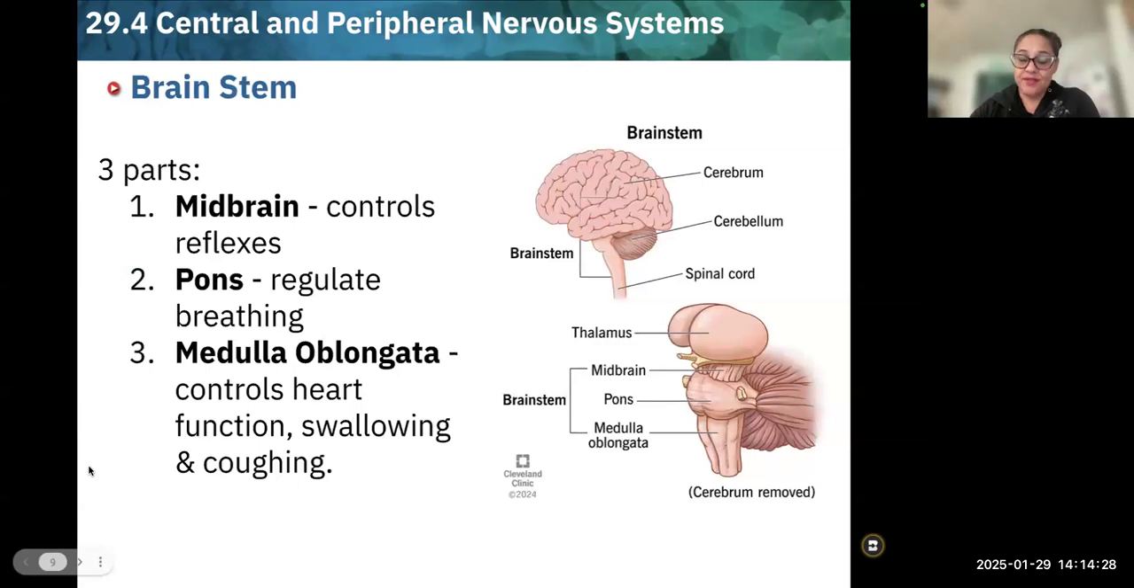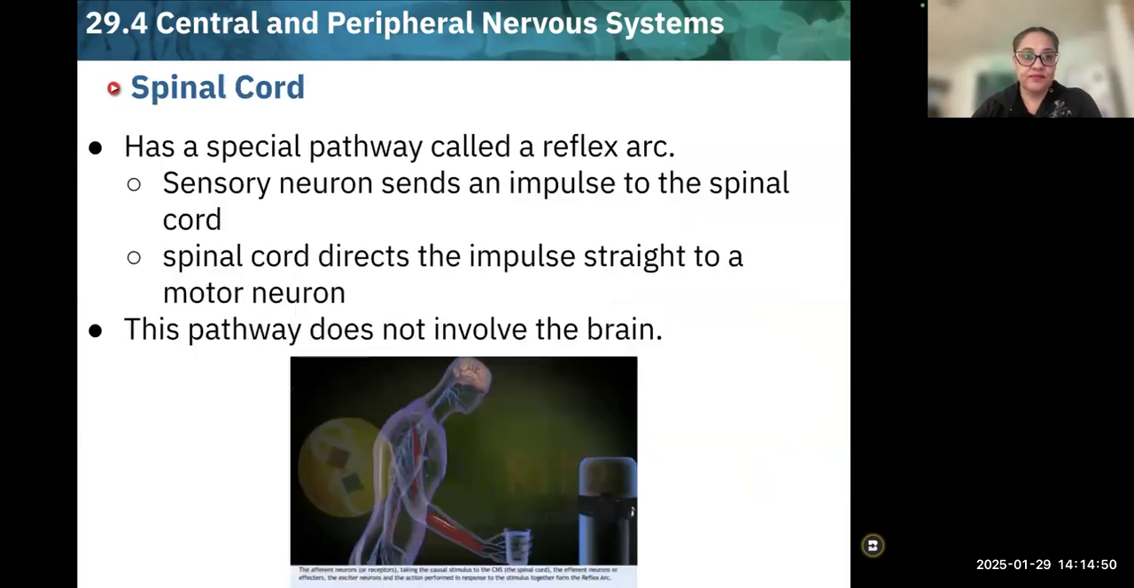Your brain stem has 3 parts of its own. If we blow it up, the midbrain controls reflexes, and we'll talk about the reflex pathway in a minute. The pons regulate breathing. There's little tiny clusters of cells called respiratory centers in the pons. And the medulla oblongata controls heart function, swallowing, and coughing. The spinal cord: the brainstem gets thinner and thinner and turns into the spinal cord, just a bundle of nerves found in your vertebrae.